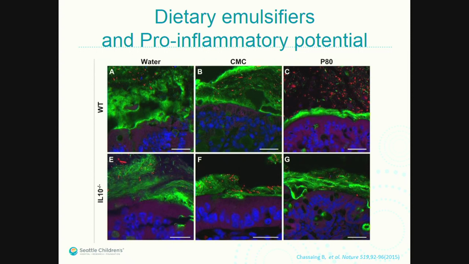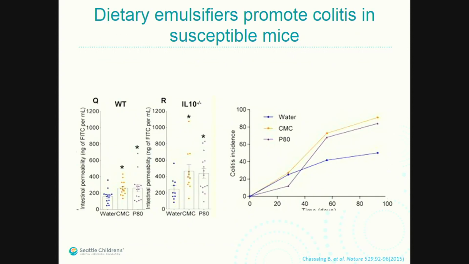And there are other emulsifiers on the market, CMC and P80. And this is in a study of something called interleukin-10 knockout mice, so mice that are predisposed to developing colitis. And what you see here is a very similar picture. You see a breakdown of the mucus layer with CMC and P80, again allowing organisms to get much closer to the epithelium. It also increases intestinal permeability as compared to water, again leading to a proverbial leaky gut.